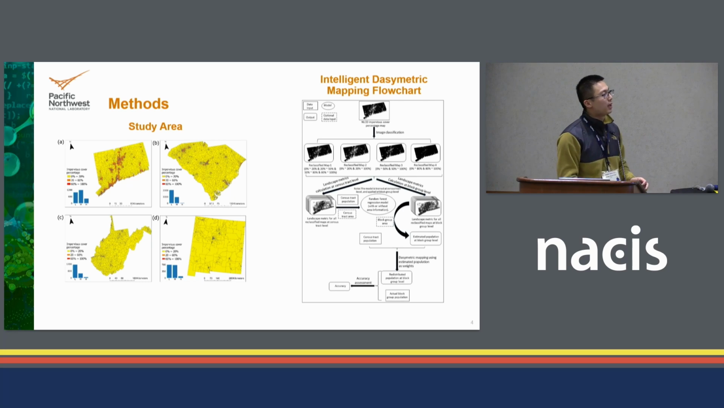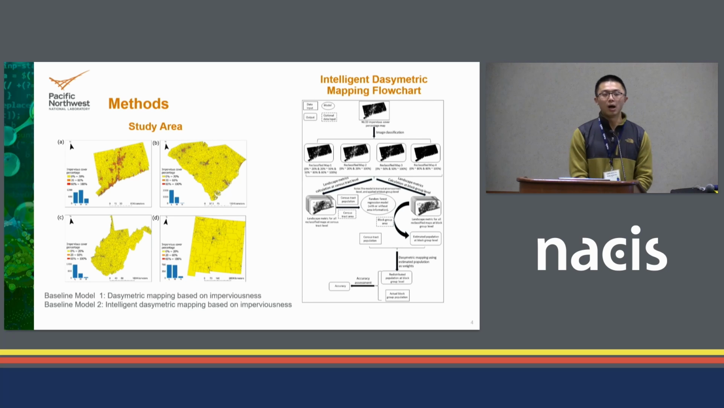Because we are targeting more recent years, such as 2000, 2010, and 2020, we do have finer resolution population data at the block group level for the validation process. So we will do the accuracy assessment after the final downscaling.